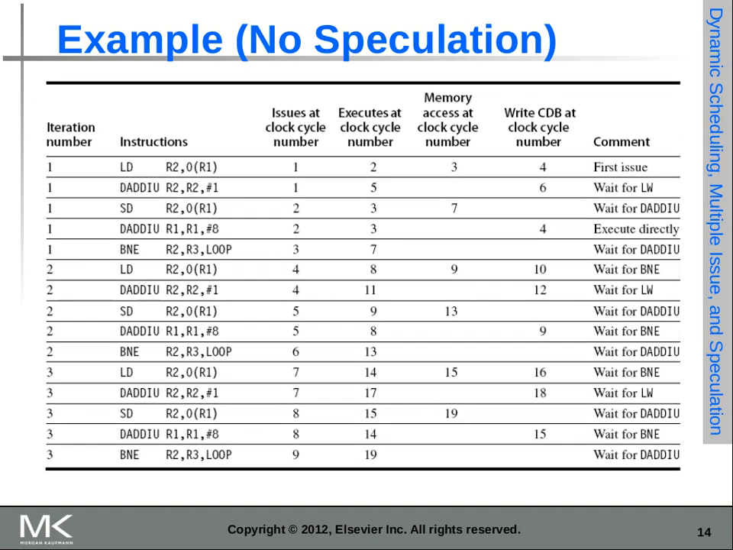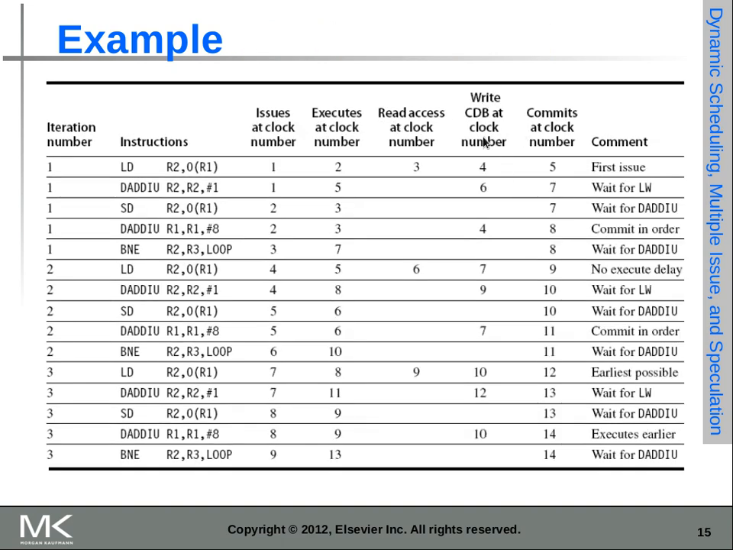Notice these slides mess up the columns for you, because notice you have write to CDB at clock cycle number, and then when you go over here, it's been shifted over to this column, which is what you want to look at, and commits at clock number. What's the CDB? I don't remember what that one's asking about. But this is the commit, and that's the write to the commit log essentially, and then actually commit it one cycle later.